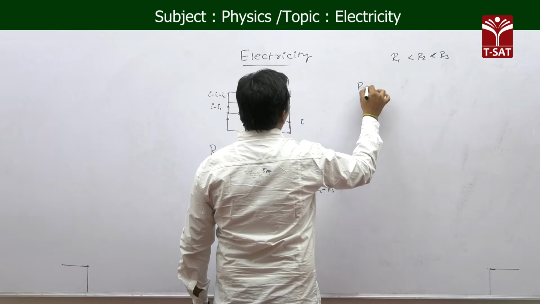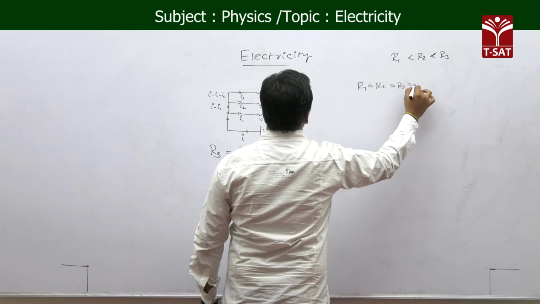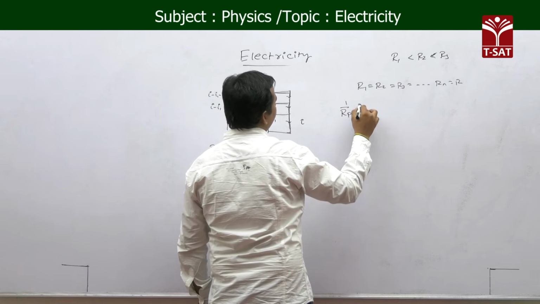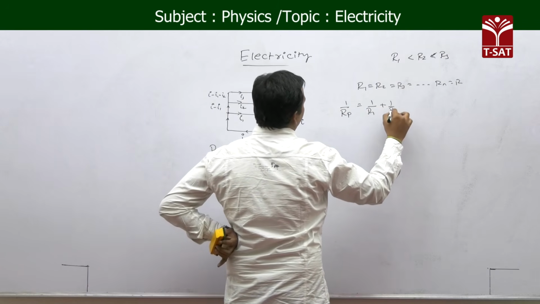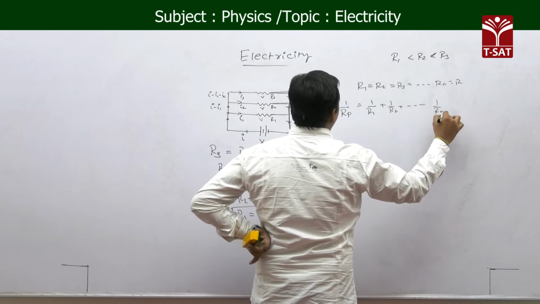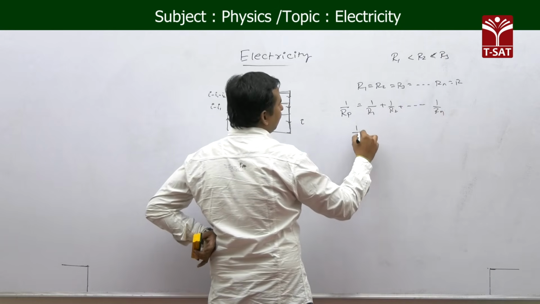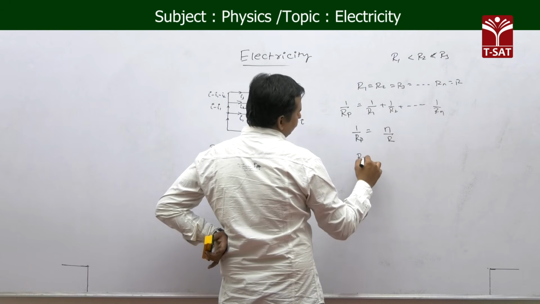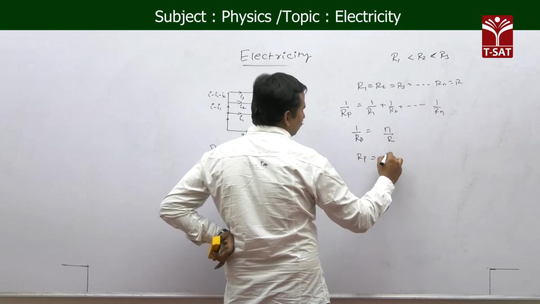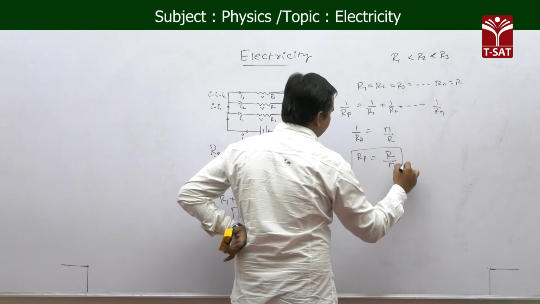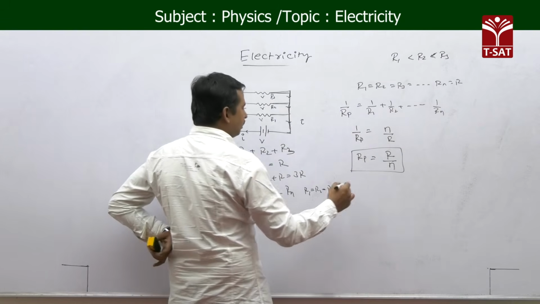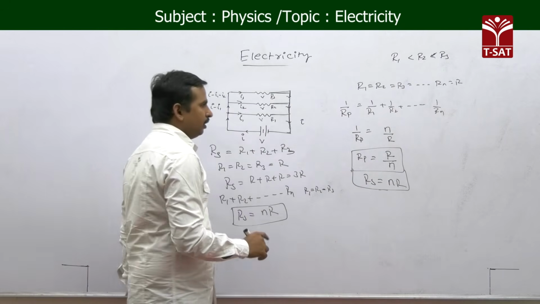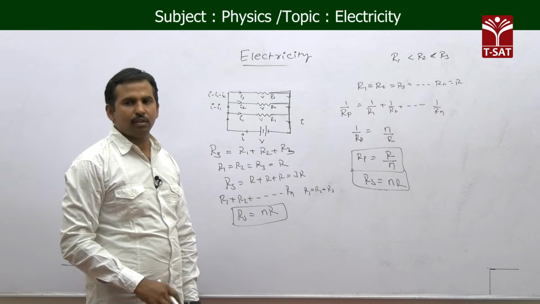now if you are taking R1 equal to R2 equal to R3 and so on, Rn equal to R, then we have 1 by Rp is equal to 1 by R1 plus 1 by R2 plus and so on up to 1 by Rn. As all N are the same, 1 by Rp becomes N by R. Then the resistance of the parallel circuit Rp becomes R by N. And if it is series resistance, Rs is equal to N into R. This is the formula when you are taking the resistances always the same.